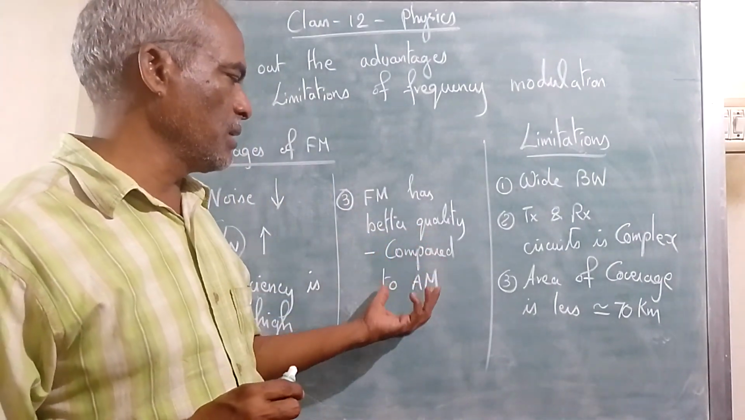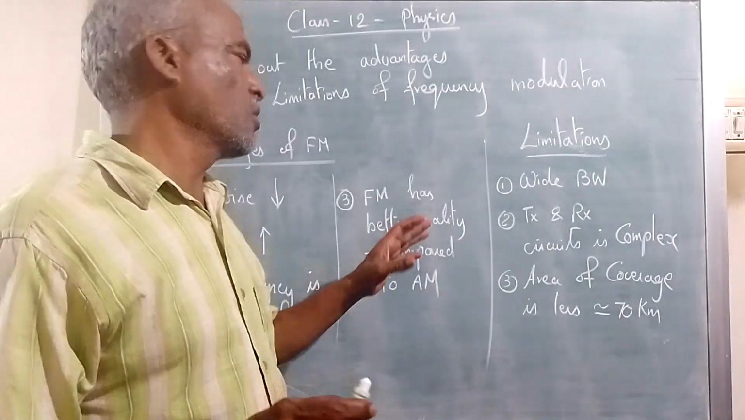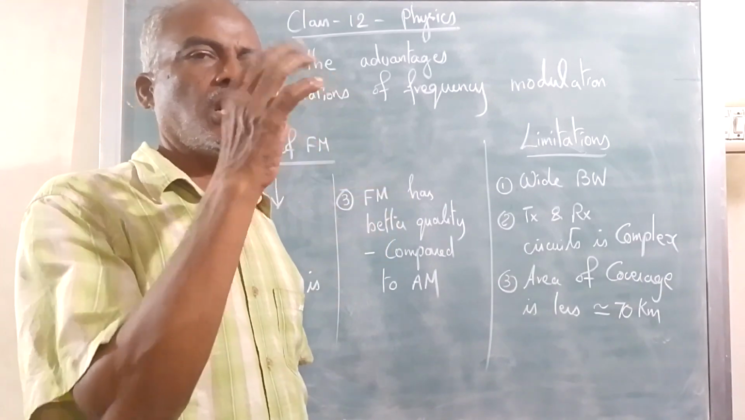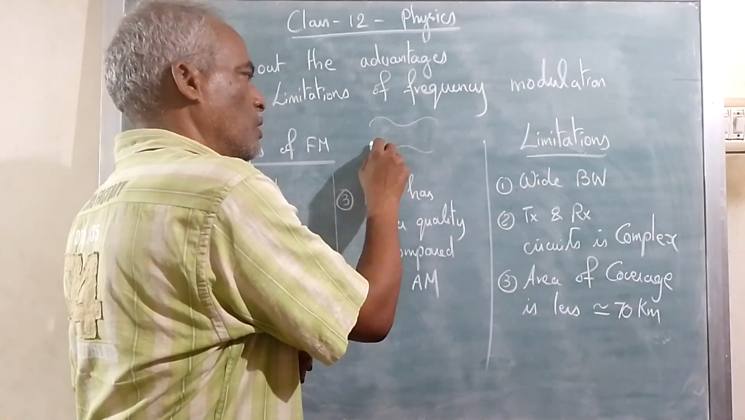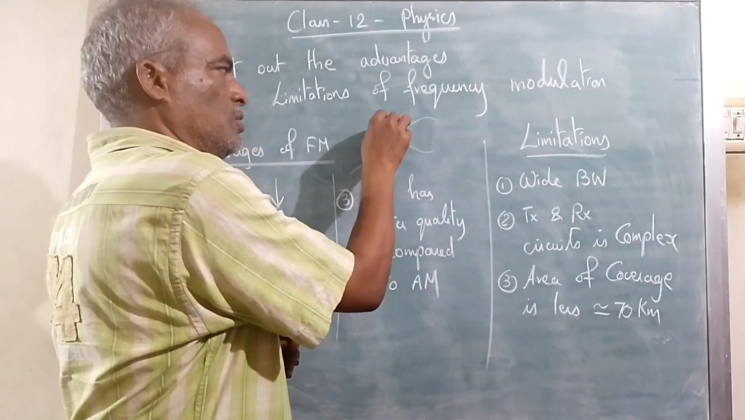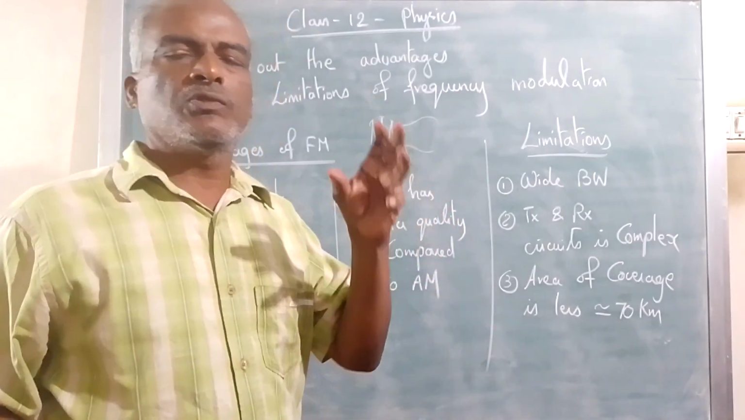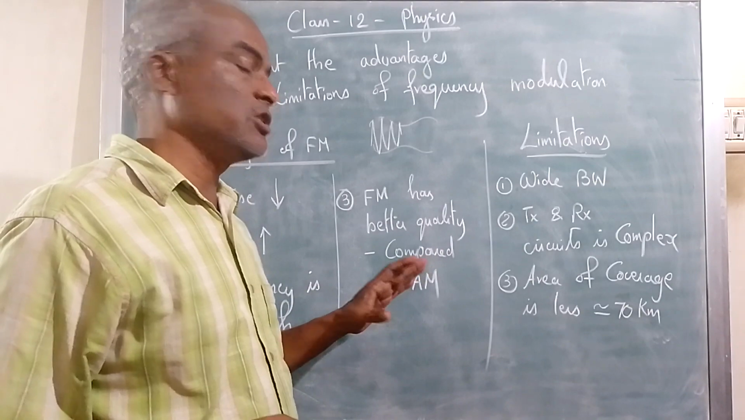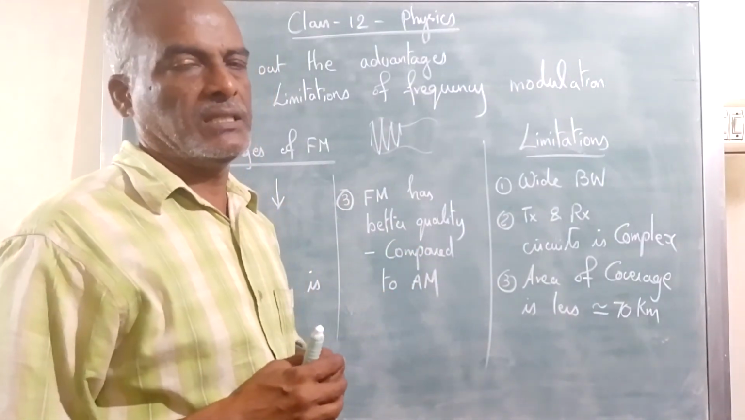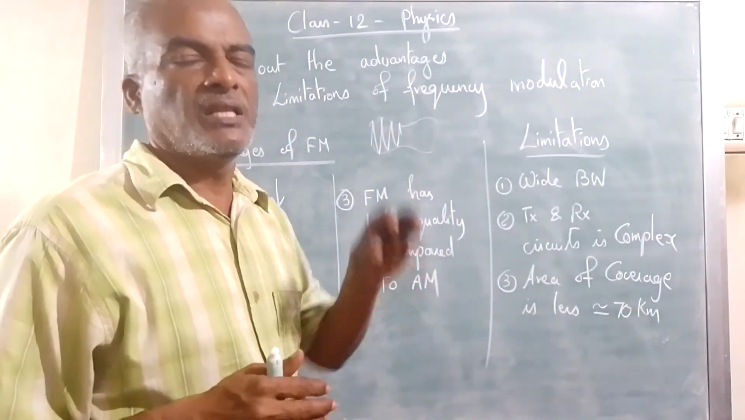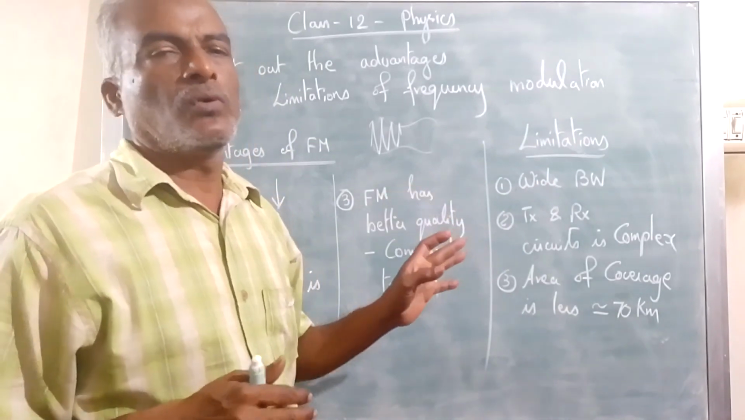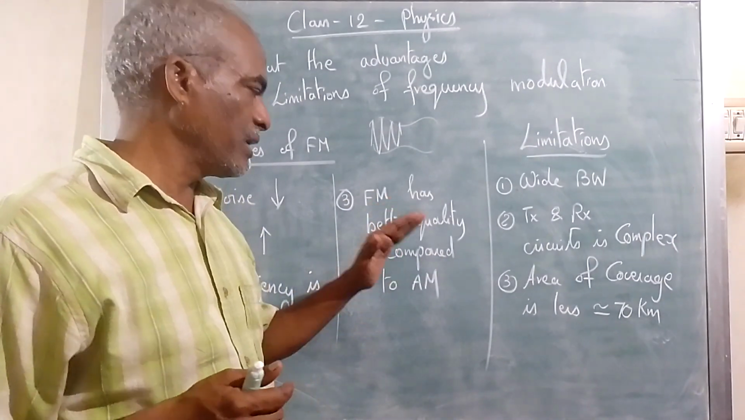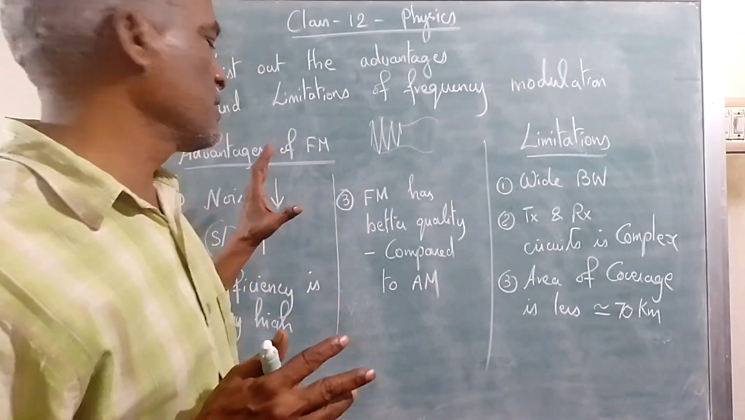Third point is FM has better quality compared to AM. Yes, because AM means amplitude modulation. That means if the amplitude of the carrier changes in accordance with the intensity of the signal, it is called amplitude modulation. Here, as I already told you, the noise affects only the amplitude, not the frequency or time period. Therefore, AM is affected by noise. The amplitude gets affected. Whereas in FM, the information is hidden in the frequency domain. Therefore, the quality of signal in FM is very high. That's why FM has better quality compared to AM. So these are some of the advantages of FM.